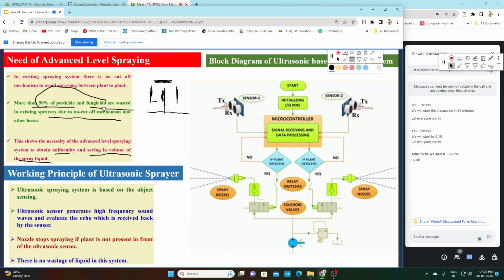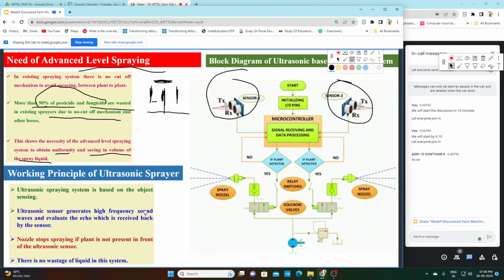So to avoid this, we need advanced level spraying. So how will we move to advanced level spraying? Basically, what we are doing is using an ultrasonic sprayer. So what is this ultrasonic sprayer? An ultrasonic sprayer is the same sprayer with only ultrasonic sensors on it. The only provision is that we are putting two ultrasonic sensors.